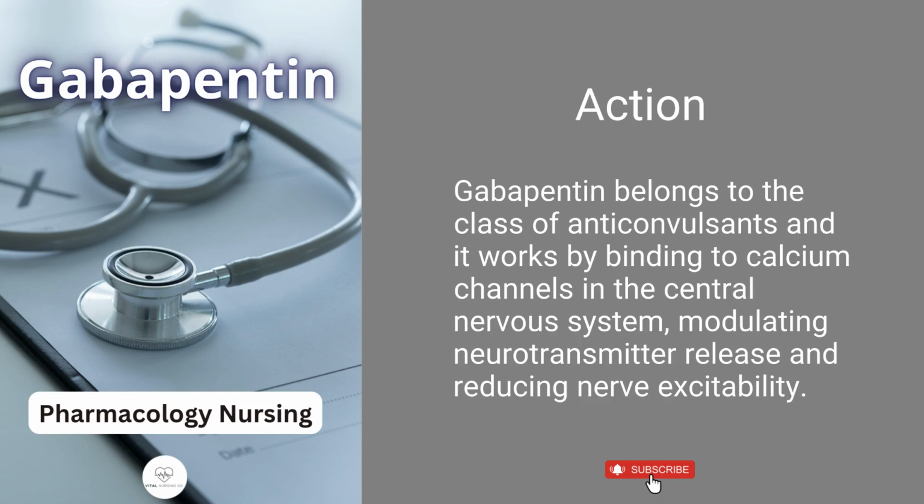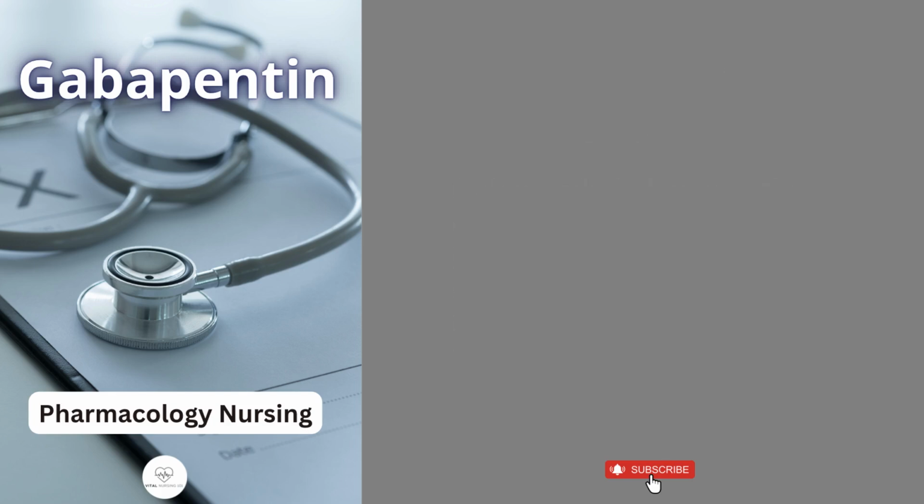Alright, moving along, let's now learn about the action of gabapentin and how it works. Gabapentin belongs to the class of anticonvulsants, and it works by binding to calcium channels in the central nervous system, modulating neurotransmitter release and reducing nerve excitability. Note that despite its structure, it does not act on GABA receptors directly.